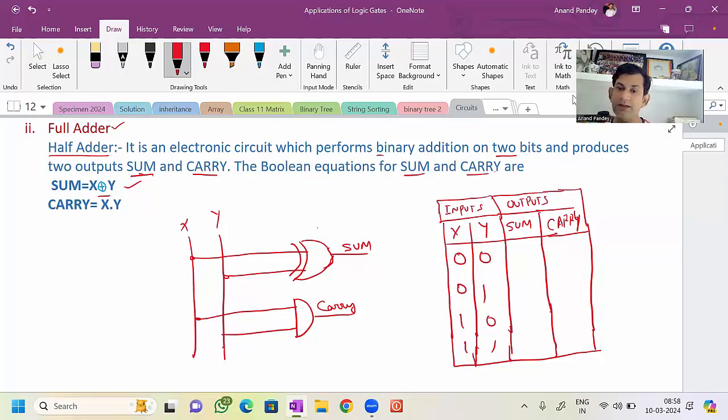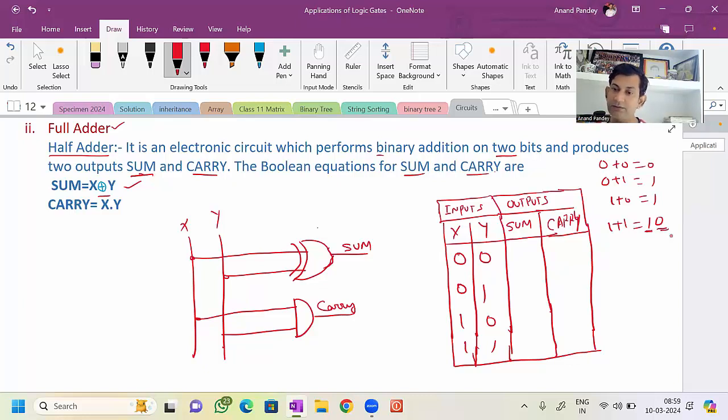If you know binary addition, you can fill it easily. Let me remind you of the binary addition. 0 plus 0 is equal to 0, 0 plus 1 is equal to 1, 1 plus 0 is equal to 1, and 1 plus 1 is 10. Since we are doing binary addition, 1 plus 1 is 10, where 0 is taken as sum and 1 is taken as carry.